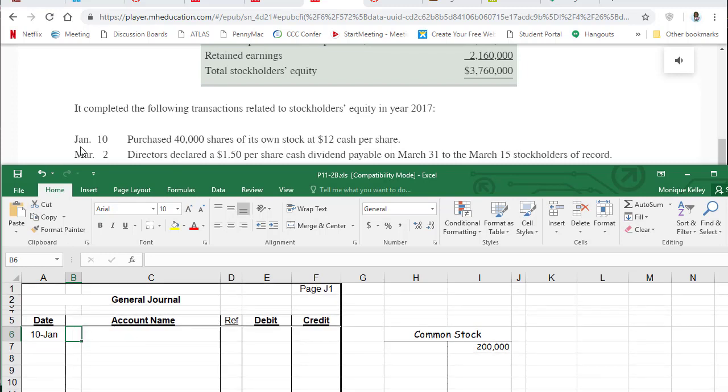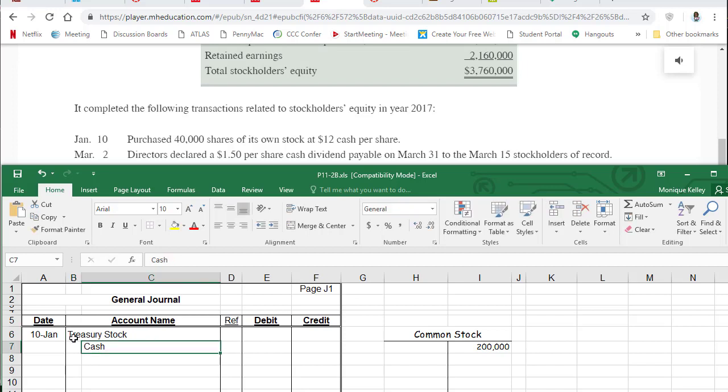It says purchase 40,000 shares of its own stock at a $12 cash price. Because we purchased back our stock, that means that we, the corporation, are the ones making a disbursement. So our cash is going to be credited for the purchase of this item. And what we're going to do is debit an account called treasury stock.